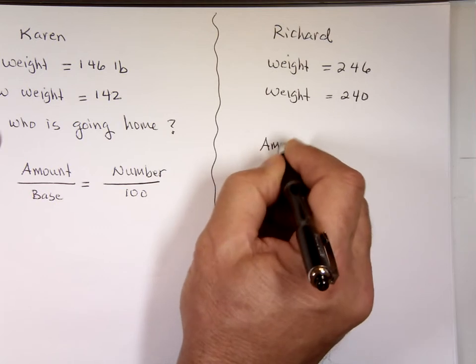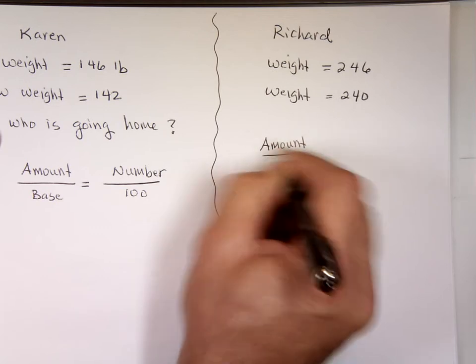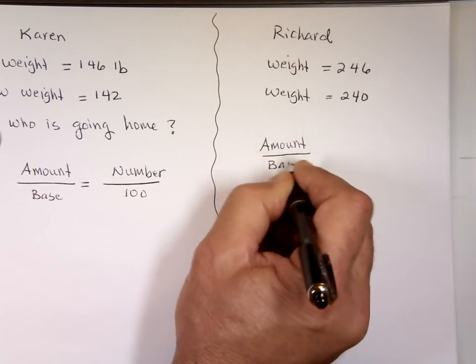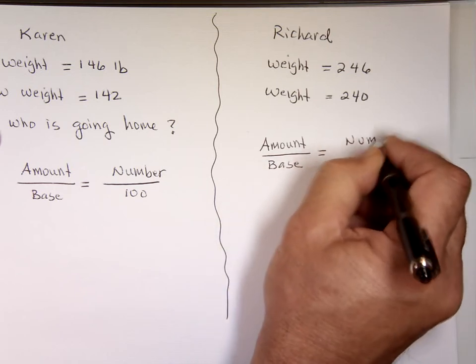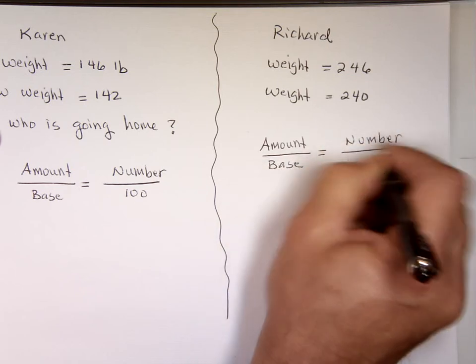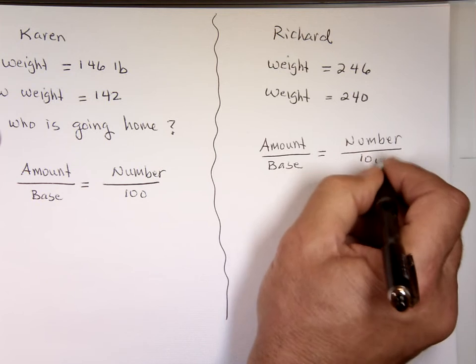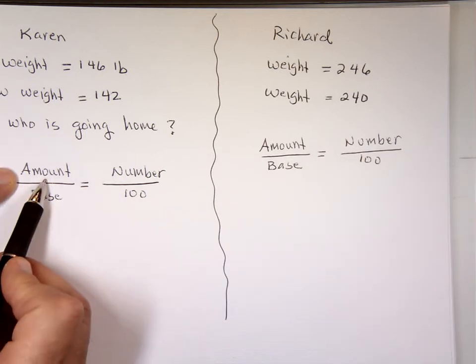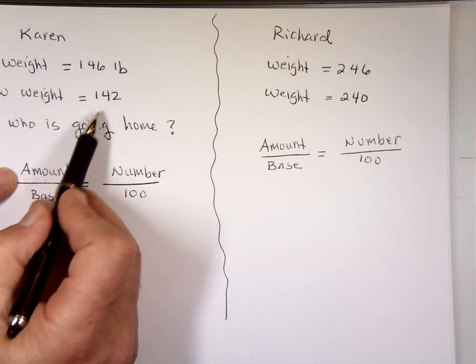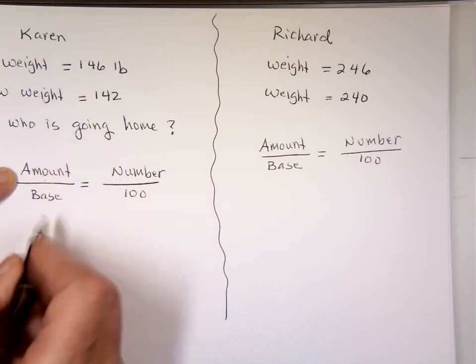So we need to calculate the percent for each one. Karen lost 4 pounds, but Rick lost 6 pounds. It looks like he lost more, but wait a minute. He weighs a lot more, about 100 pounds more. So the amount, how many pounds did Karen lose? 4 pounds. 146 minus 142. She lost 4 pounds.